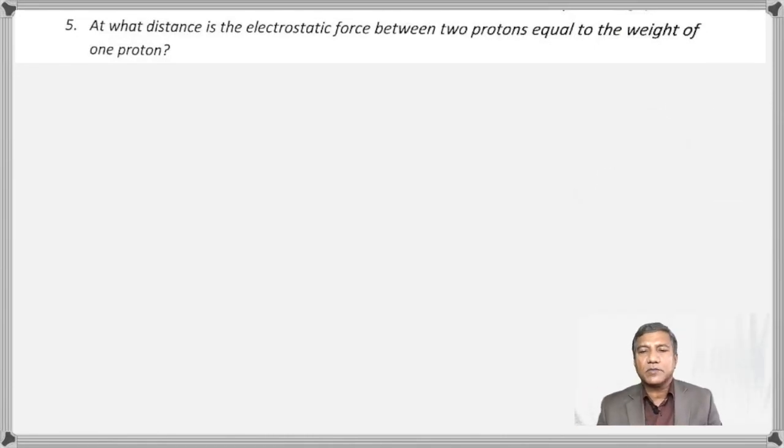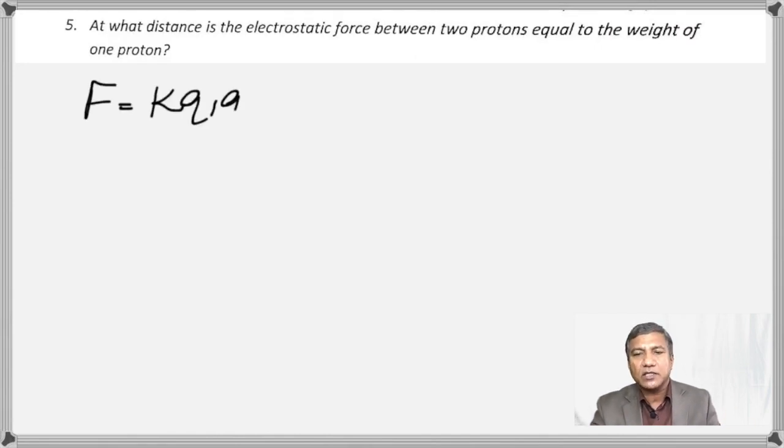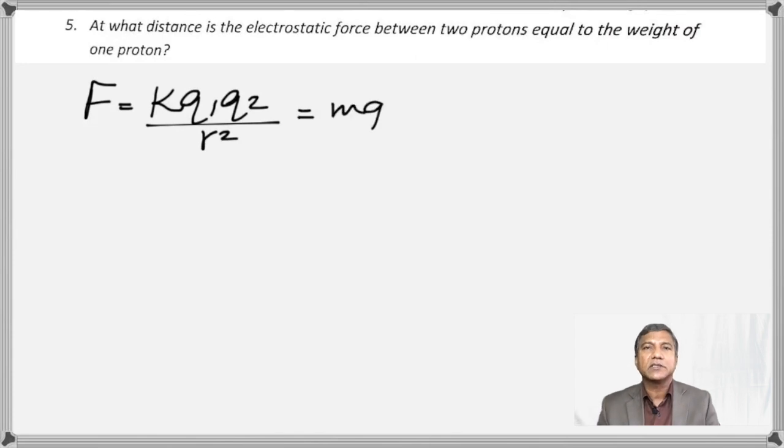The next problem says at what distance is the electrostatic force between 2 protons equal to the weight of 1 proton? Now, we can find that using Coulomb's law and set it equal to the weight of a proton. How do you find the weight of an object? It's mass multiplied by acceleration due to gravity. So, set the Coulomb force equal to the weight. F is K Q1 Q2 by R squared, which is equal to mg.